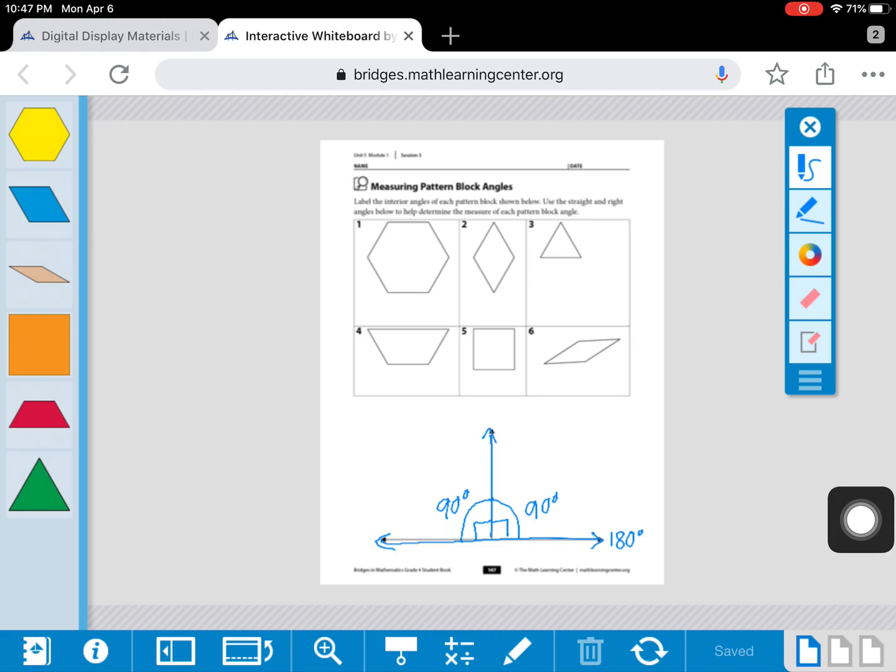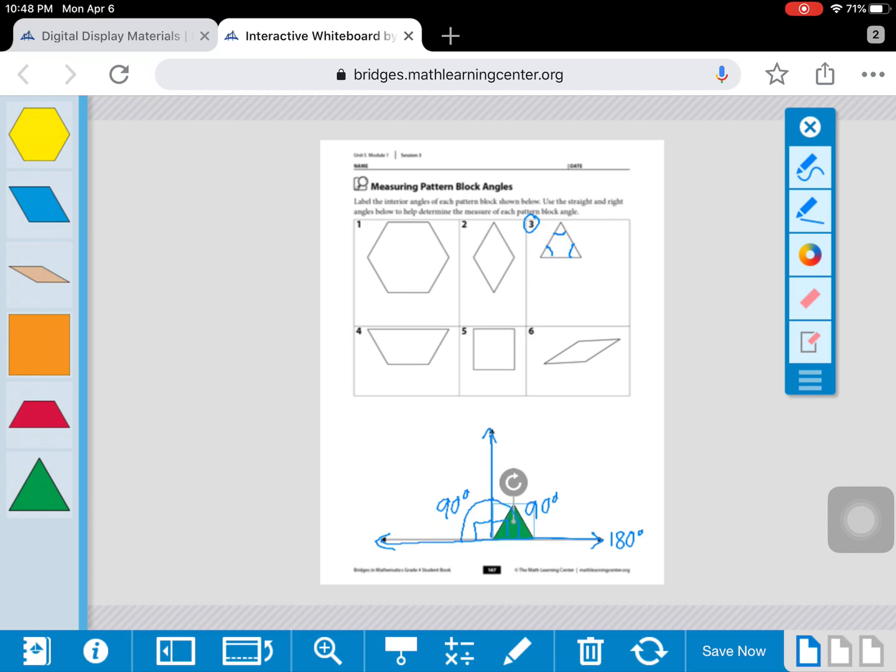So the first thing that we're going to check out is, let's try and measure number 3. Let's do number 3, which is the triangle. And if you look, we have an interior angle here, here, and here. All of our interior angles, if you remember, are inside of your shape. So I'm going to go ahead and take one triangle and put it over here.